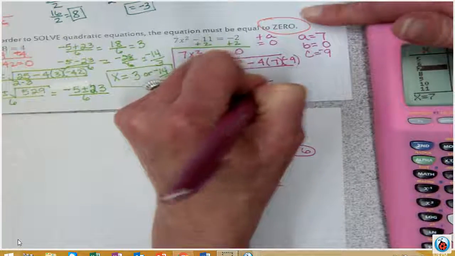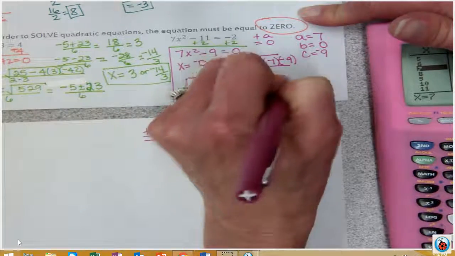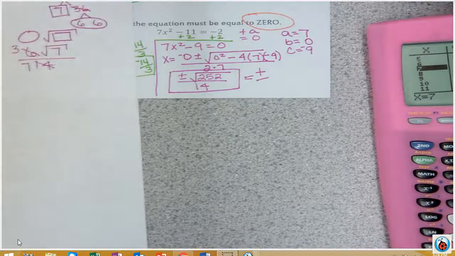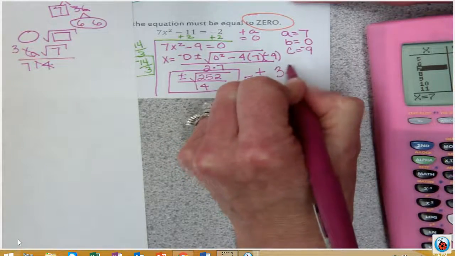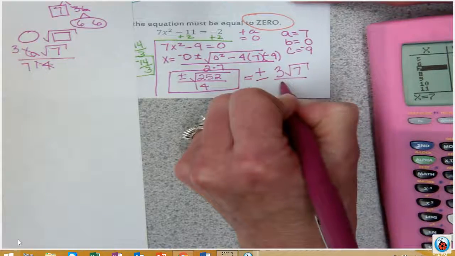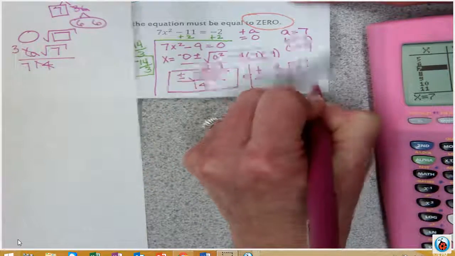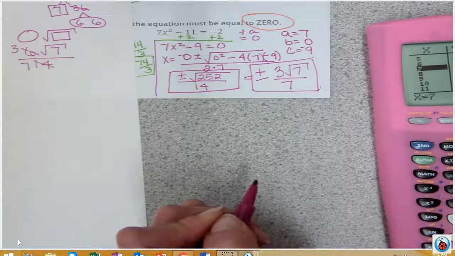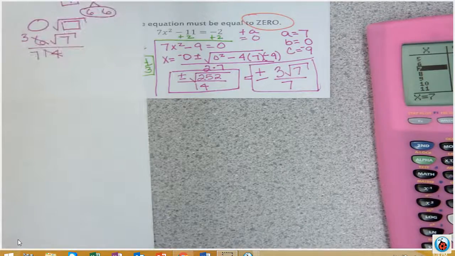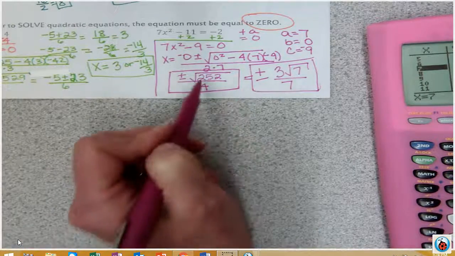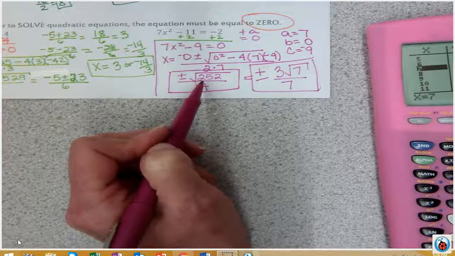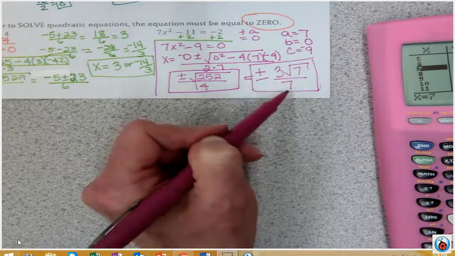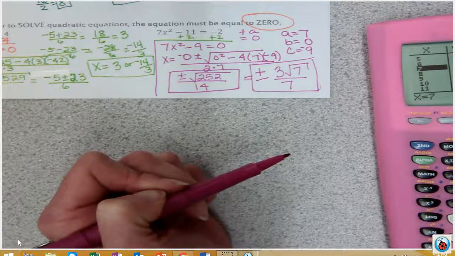So the answer is actually plus or minus 3 square root of 7 divided by 7. This is your final answer. This would be the multiple choice answer that would be given. So make sure that you know if you have a radical that can be reduced, it needs to be simplified and then reduced in a fraction form.